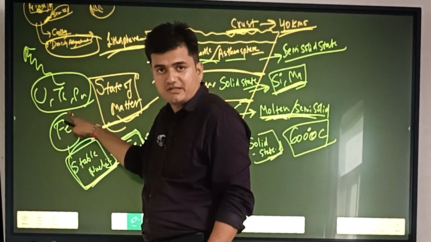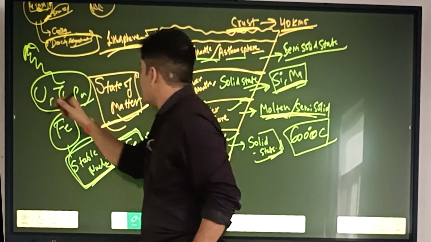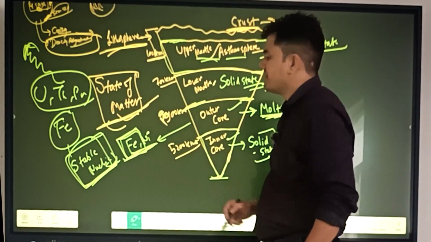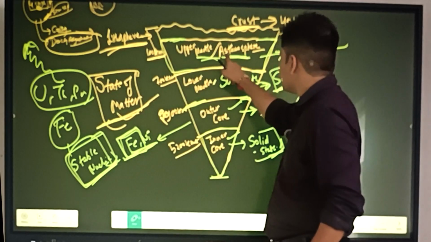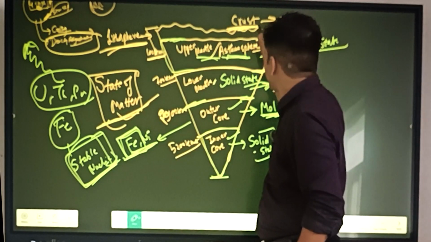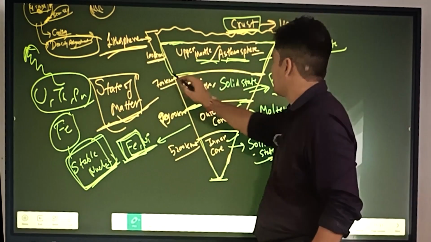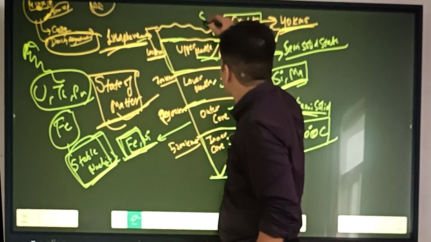These are radioactive elements and they radiate energy. This energy raises the temperature of the material inside the upper mantle, also called the asthenosphere. This is why the asthenosphere is in the molten state. And the uppermost layer of the earth, called the crust, up to 40 kilometers, or lithosphere up to 100 kilometers, is mainly in the solid state.